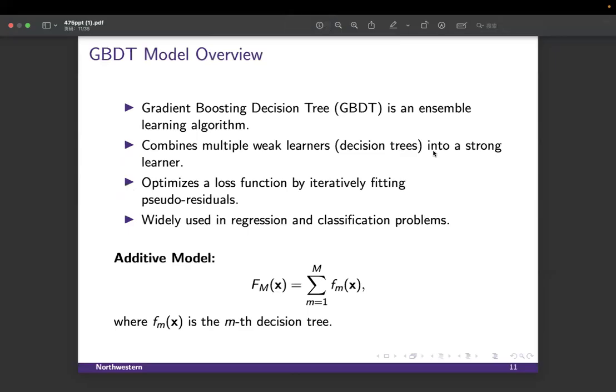So what is the GBDT model? GBDT is gradient boosting decision tree, which is a powerful ensemble learning algorithm. It optimizes the loss function by fitting residuals, making it versatile for both regression and classification tasks. The model uses an adaptive approach where each tree contributes to reducing the error of the overall model.